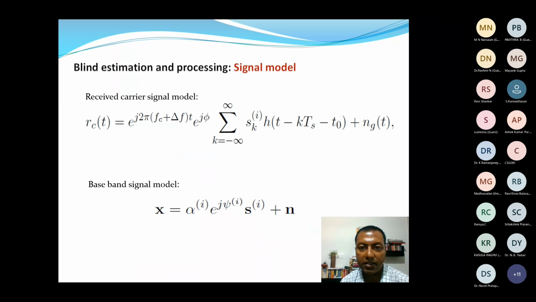So let us first examine the signal model of the received carrier, which is a function of the carrier frequency offset, the phase offset, the channel, the symbol time period, the timing offset, and the noise. Once we successfully demodulate the received carrier, we will be left with the baseband signal model, which is again a function of the signal amplitude, the phase offset, and noise.